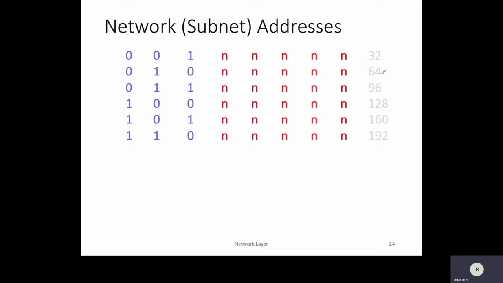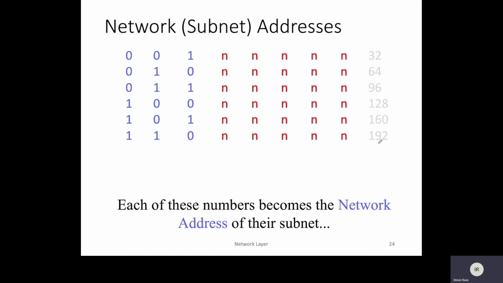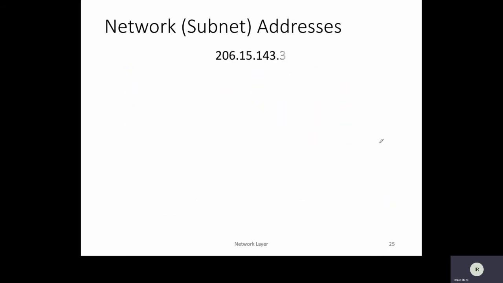I'll get 64. I'll again add the first value 32 into 64, which will give me 96, and again add 32 into 96, 128. Add 32 in 128, 160, and so on and so forth, right? So these are the usable subnet addresses, right? So this we already assigned by our ISP. We cannot change it. Why?